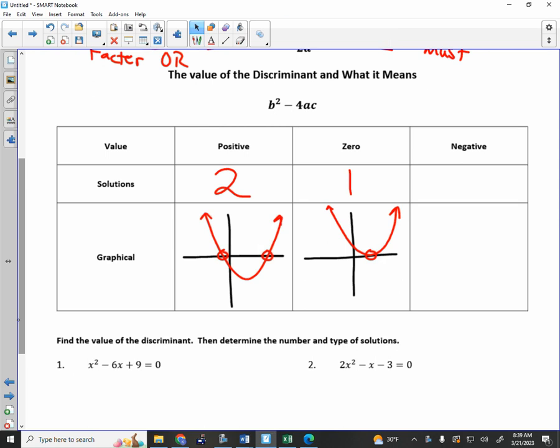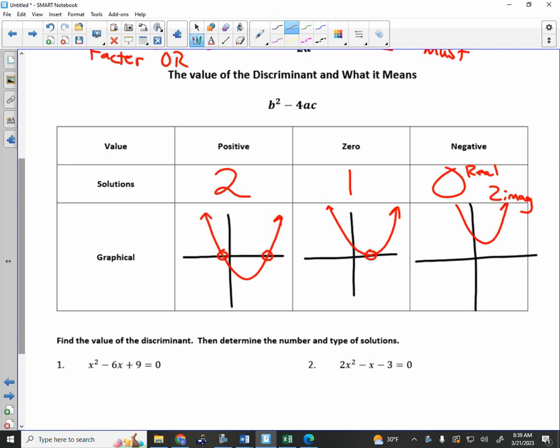And then, if you have a negative number underneath the square root sign, there are 0 real solutions. They're what we call two imaginary solutions, but there are no real solutions. What that means is the graph would not cross the x-axis. It would look something like that. Never crosses.